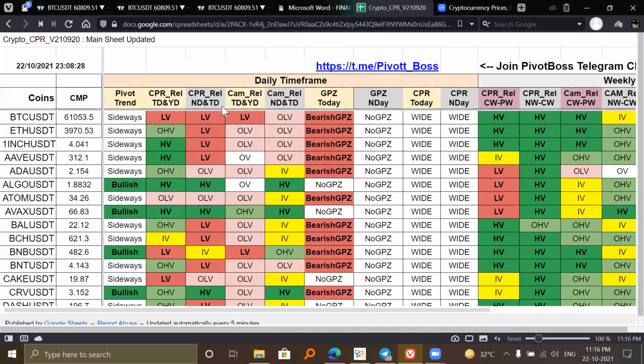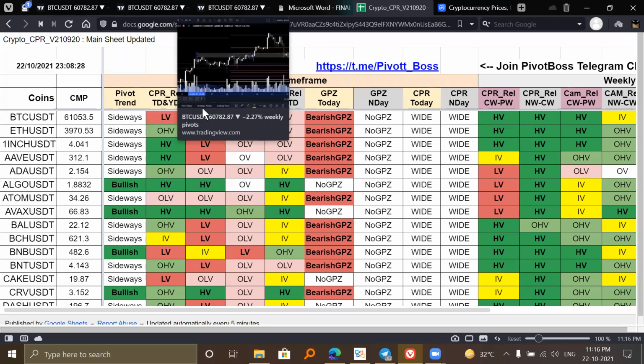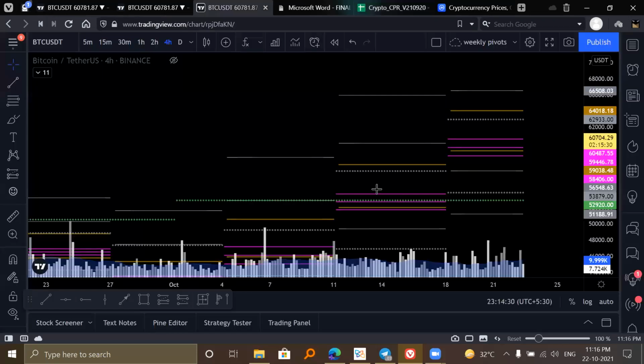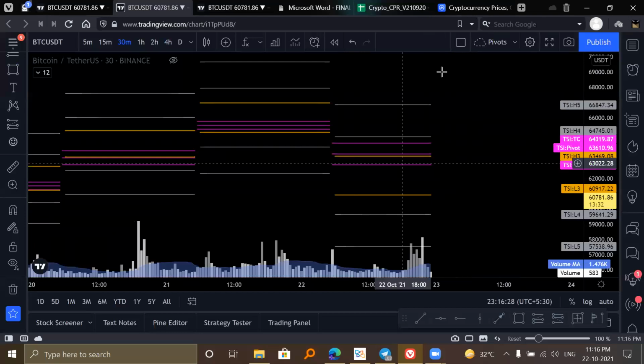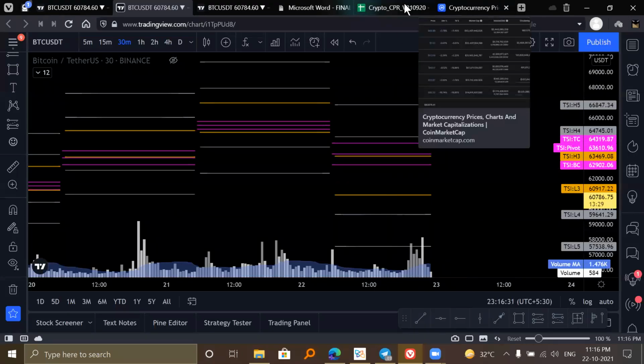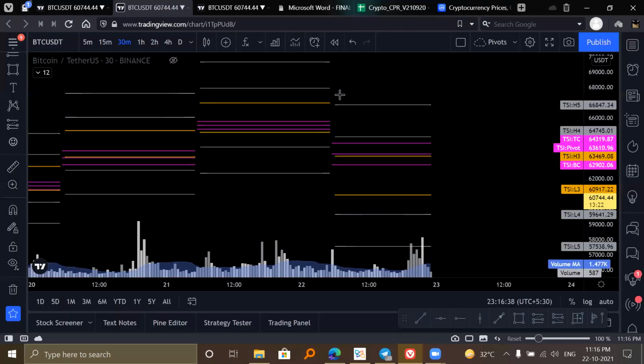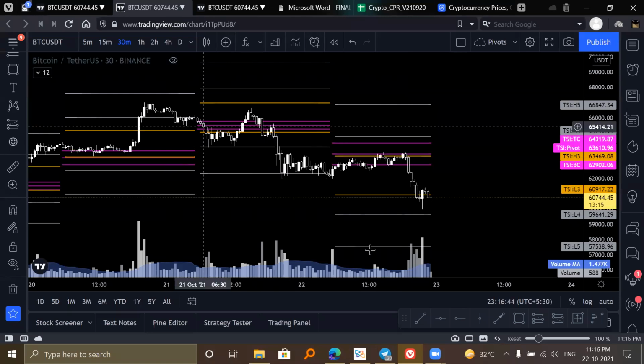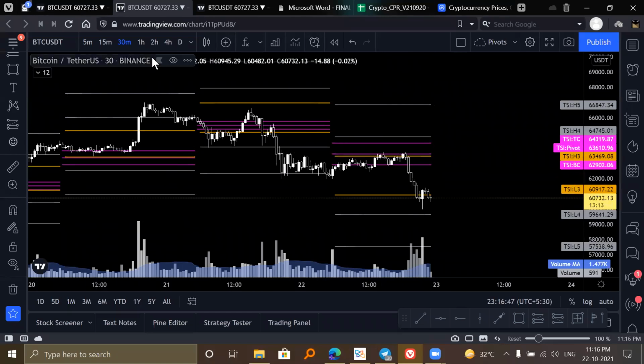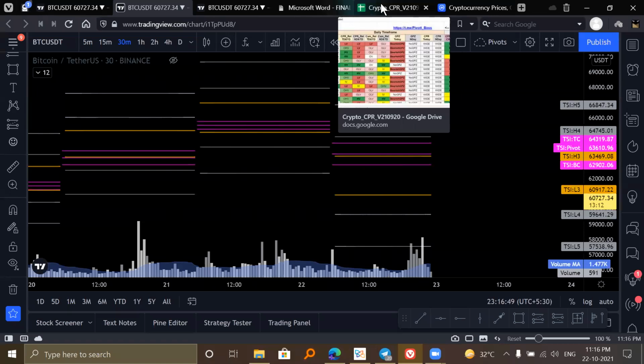And CPR relationship, ND: today, next day. ND is next day and today. So this sheet also gives the data of next day. Next day, what may happen? Next day, most probably lower value relationship will happen. LV relationship means next day, most probably lower value will happen. As I said earlier, price has given quite a good down movement today. That's why again lower value relationship may happen tomorrow, most probably.